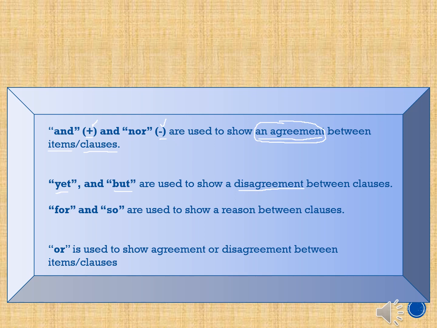Let's take a look at the third line. For and so. For and so are used to show a reason between clauses. Also, I'm going to explain the order of when to use for and so. One is cause and effect, and the other is effect and cause. So yes, there is a difference. And the last line, I have the coordinating conjunction or. Or is used to show agreement or disagreement between clauses.